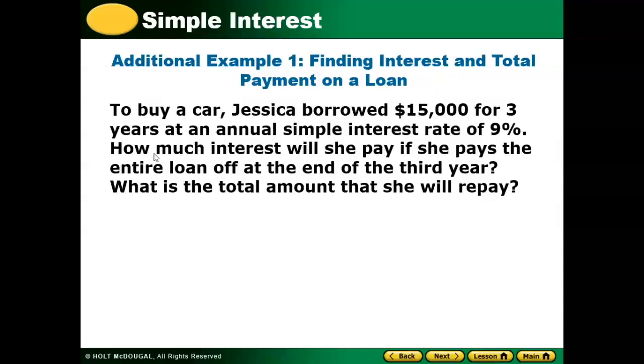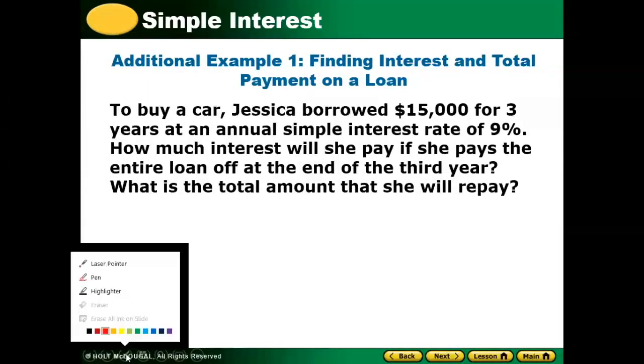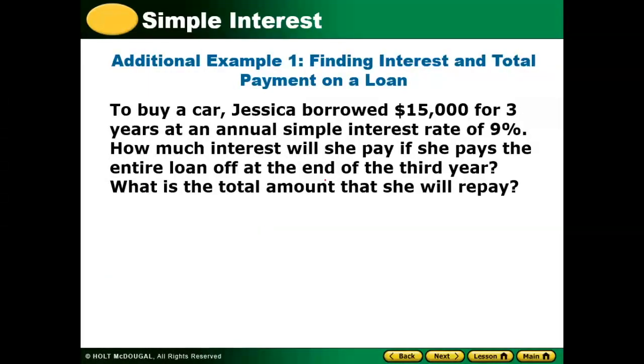We know that she's borrowed $15,000. Maybe let's write that down. I do have most of this written out, but we know that she borrowed $15,000, so that's our principal because that's how much we've borrowed. She's done it for 3 years, so that's our time. It's already in years, so we don't have to worry about that. We also know that our rate is 9%, but we always want to make sure that's in a decimal, so let's divide that by 100, and that gives us a rate of 0.09.